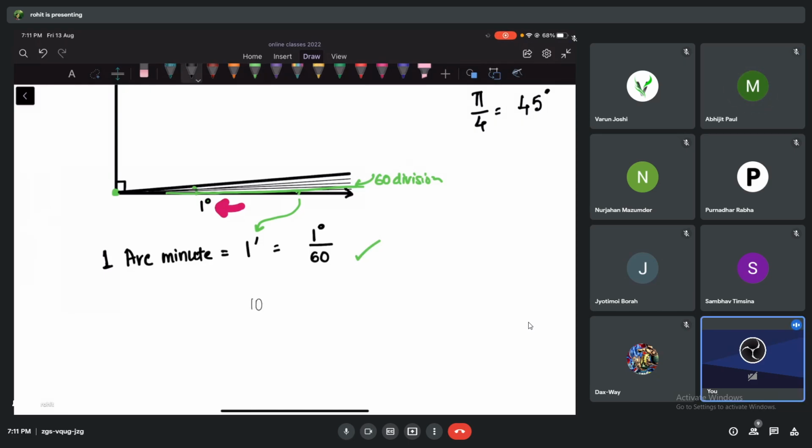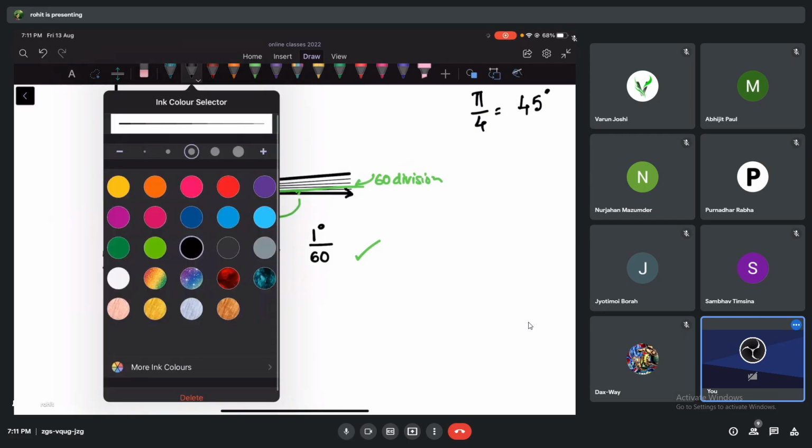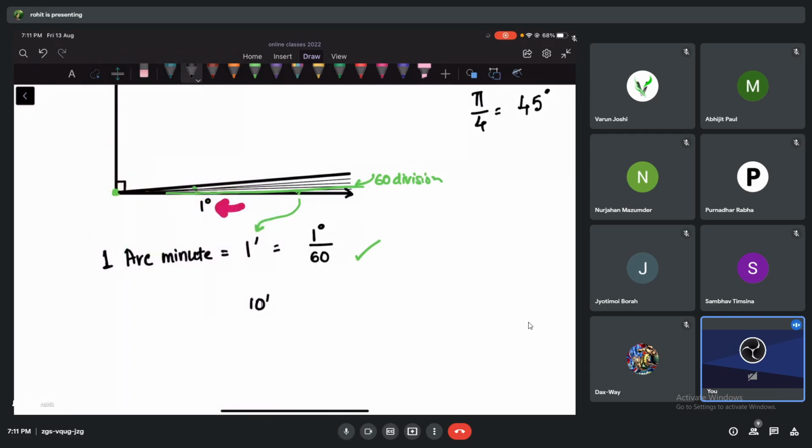So how much will 10 arc minutes be, guys? Easily you can tell me now. 10 arc minutes will be equal to 10 times 1 degree by 60. So this is how you can convert your arc minutes into degrees. Arc minute is not time. You must be thinking, it is minutes, so it is time, but no, arc minute is an angle measurement.